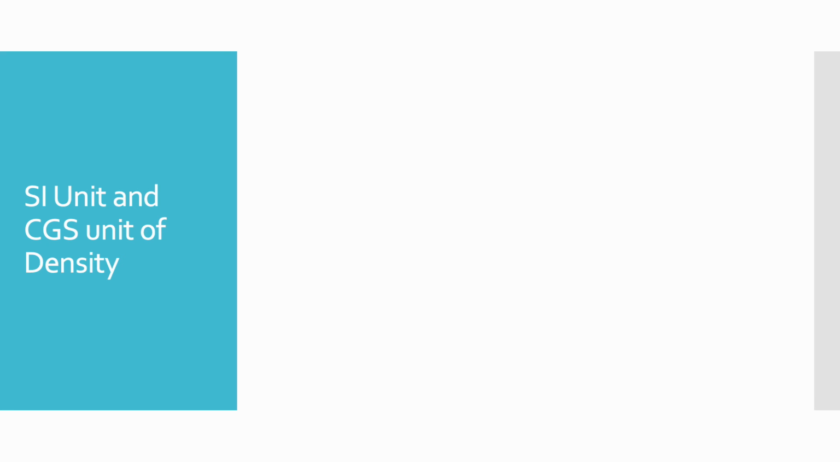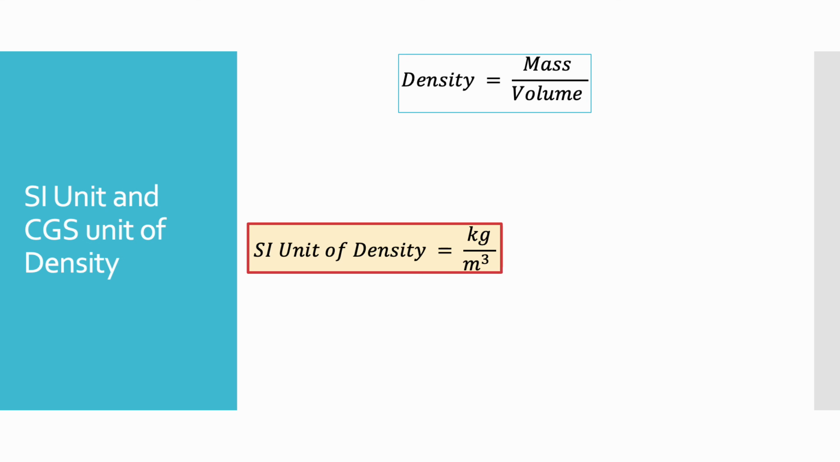Now that we understand the formula, let's talk about units. In science, we use standard units for measurement. And when it comes to density, there are two commonly used systems: the SI unit, which is used in most of the world and in physics. It's kilogram per cubic meter.